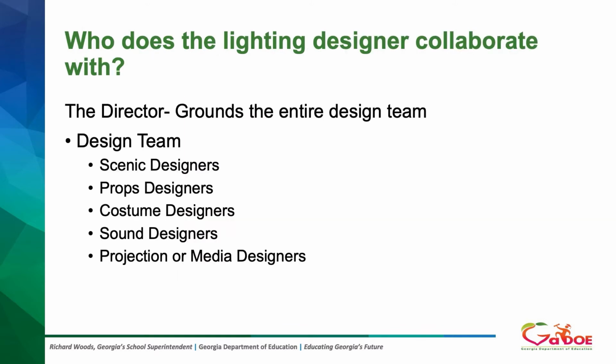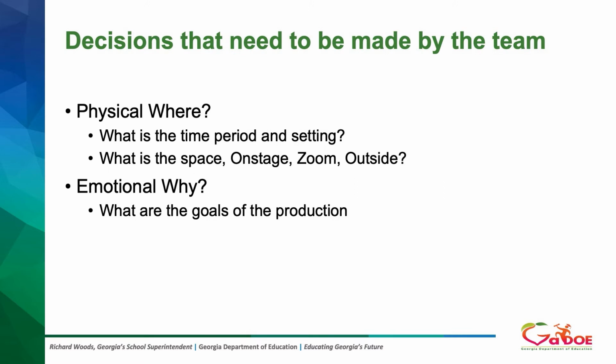Who does the lighting designer collaborate with in the theater? In theater, the director grounds the entire design team. The design team can include scenic designers, props designers, costume designers, sound designers, and projection or media designers. Decisions that need to be made by the team. With regard to the play, physically, where? What is the time period of the play? What is the setting? What is the space? Is it on stage? Is it on Zoom? Is it outside? And then the emotional why. What are the goals of the production?